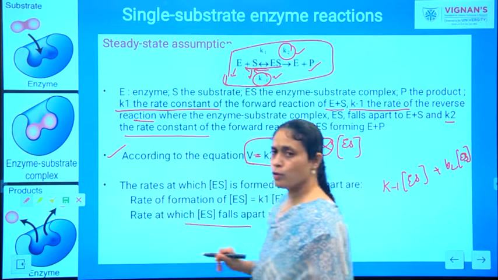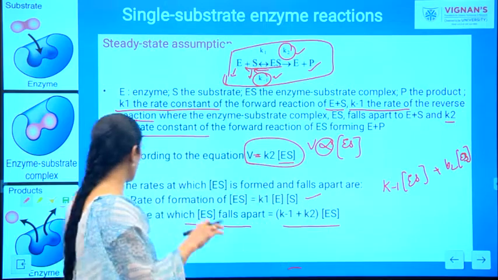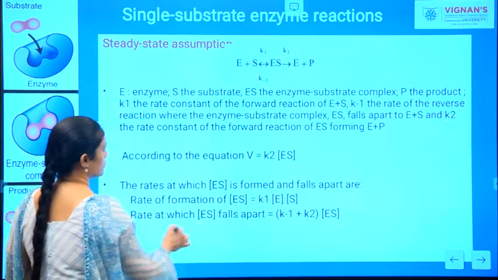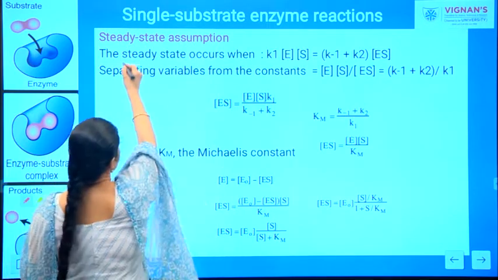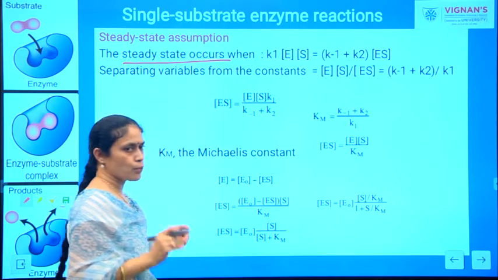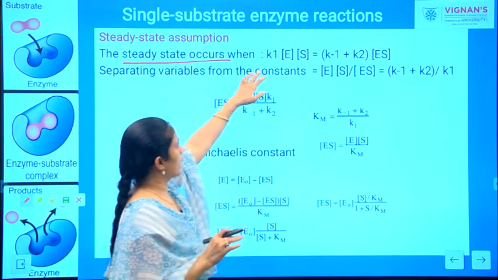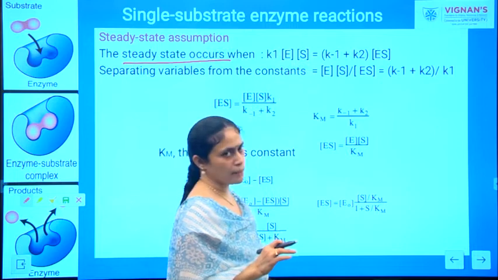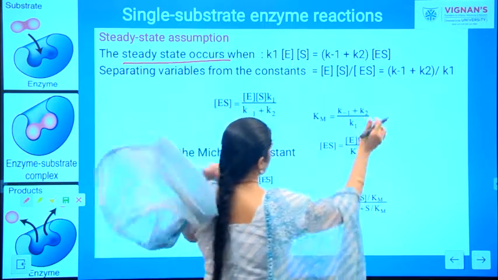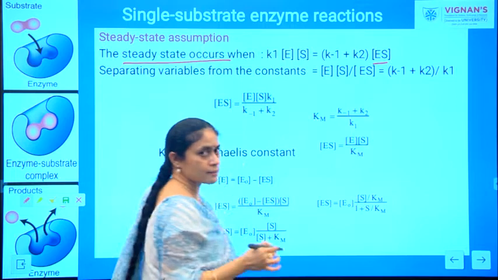Now you will be bringing them to equilibrium. So see what will happen now. The steady state occurs when K1 into E into S is equal to K minus 1 plus K2 into enzyme substrate complex.